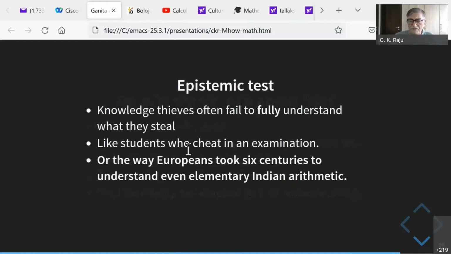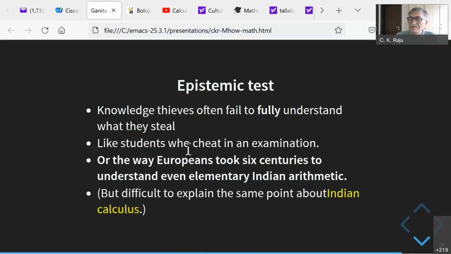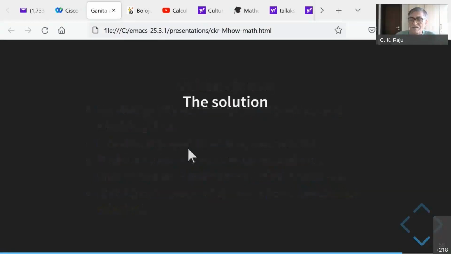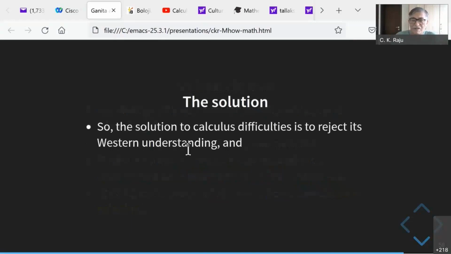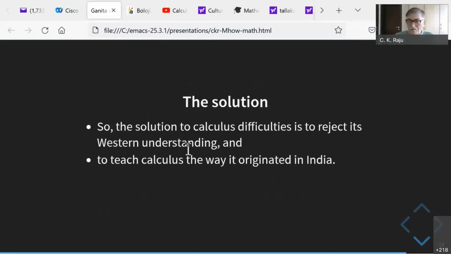So that is my epistemic test, that students who cheat in an exam fail to understand what they do. That is why Europeans took 6 centuries, because their understanding of arithmetic was different. And that is exactly what happened to the calculus. But I cannot explain that point in 30 minutes. Impossible. You don't know calculus. You probably don't know Aryabhatta started it, but you don't understand even the spelling of Aryabhatta. It's very difficult for me.